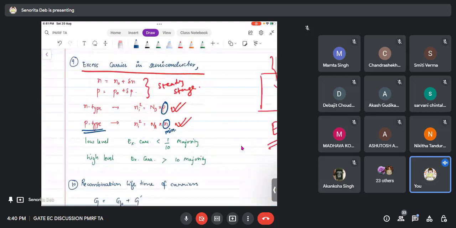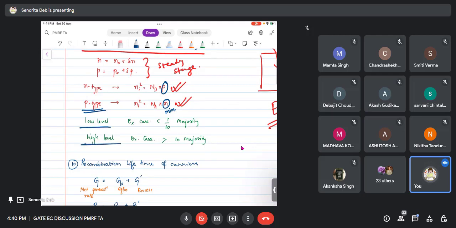Then you will study low level injection and high level injection. Mainly questions are coming from low level injection now. Low level injection is important. Excess carriers are less than 1/10 of the majority carriers, and in high level, the excess carriers that are generated, delta N, delta P, are greater than 10 times the majority. That is high level.